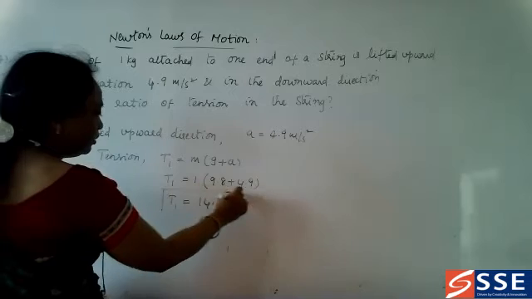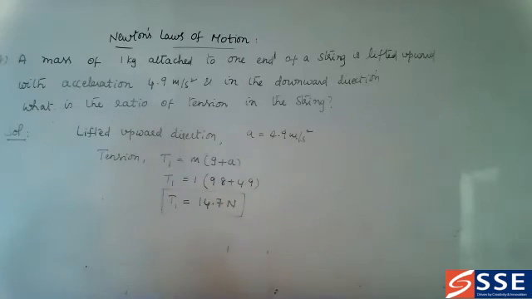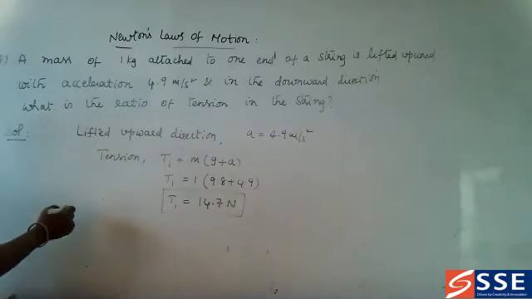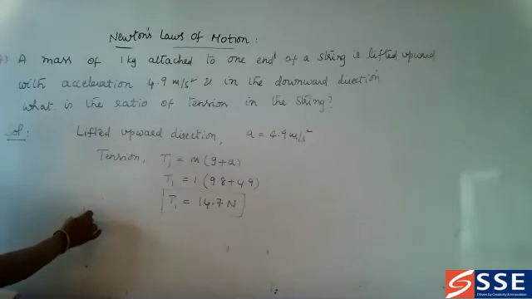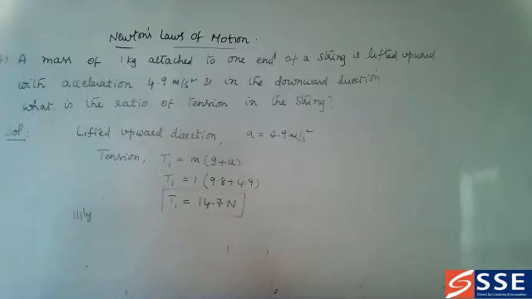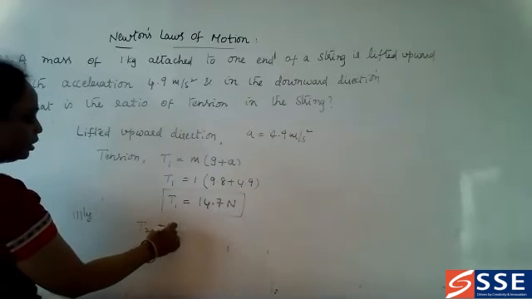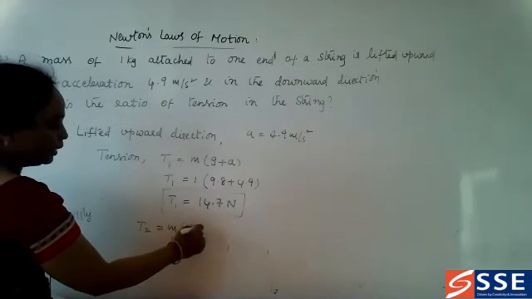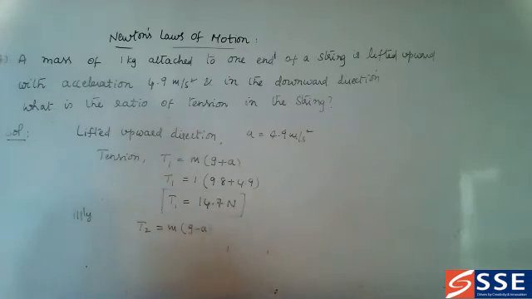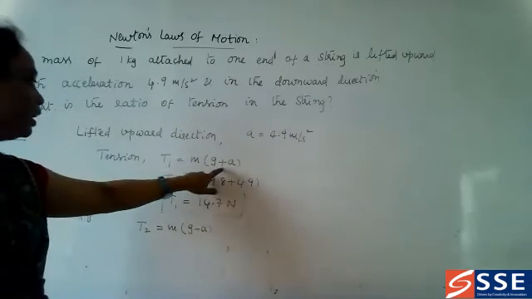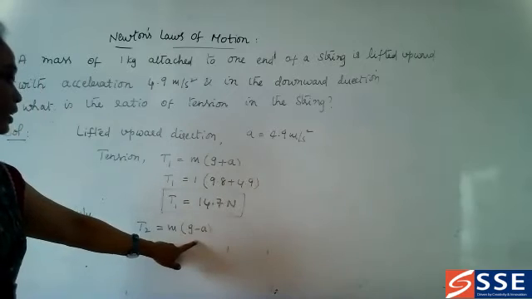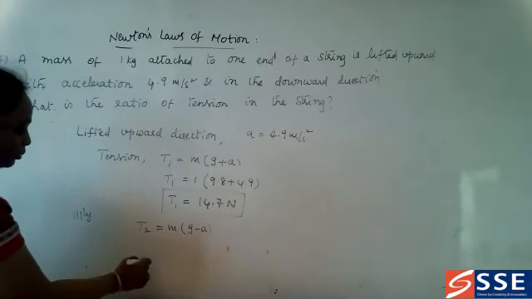So tension T1 is 14.7 Newton. Similarly you calculate in the downward direction. So in the downward direction, what is the formula you have to use? T2 is equal to M into G minus A. So upward direction means plus and downward direction means minus. So what is the value for T2?